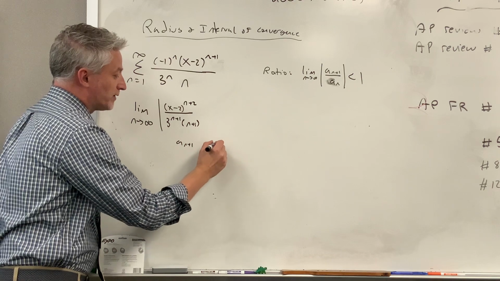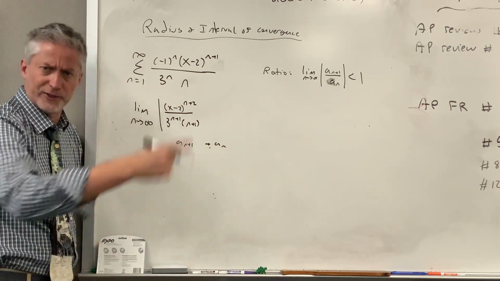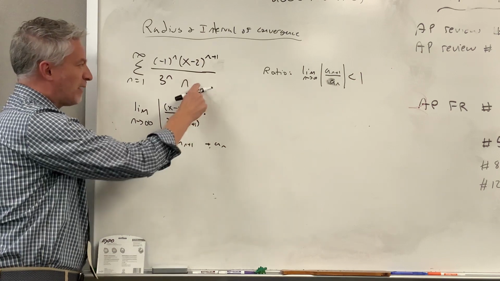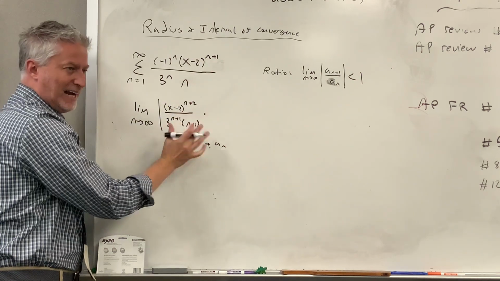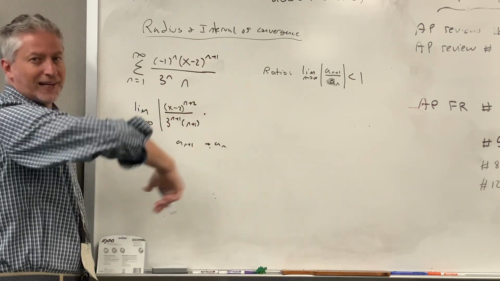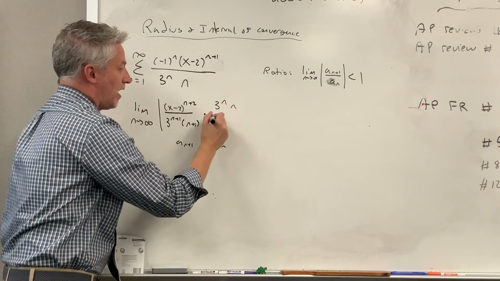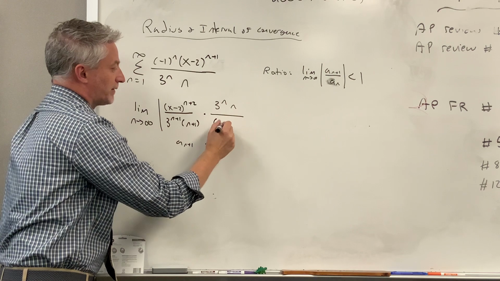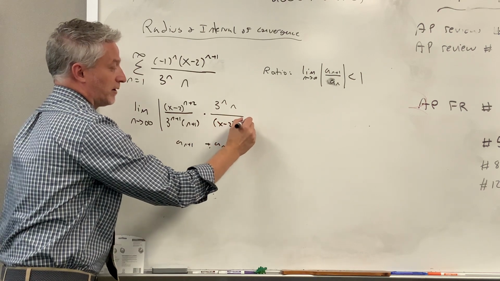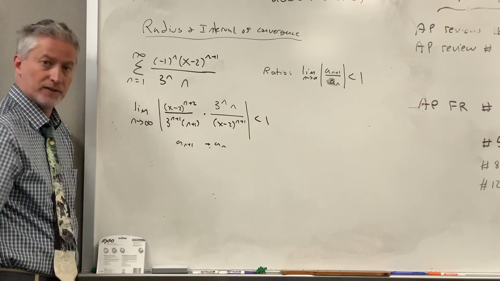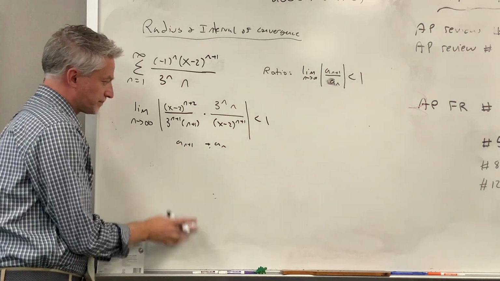We're now going to divide that by the original series. To do that, I'm just going to invert this right here. I'm going to divide by it, but if I invert and multiply, it's the same thing. So we get this 3 to the n times n over x minus 2 to the n plus 1. Now mind you, this has to be less than 1 right there. Make sure you write that down.